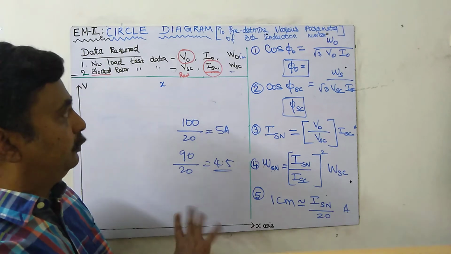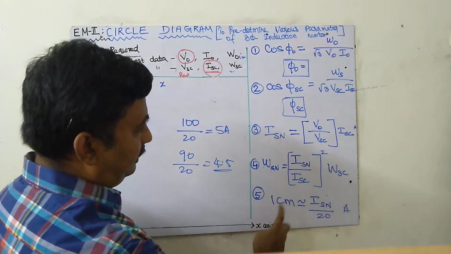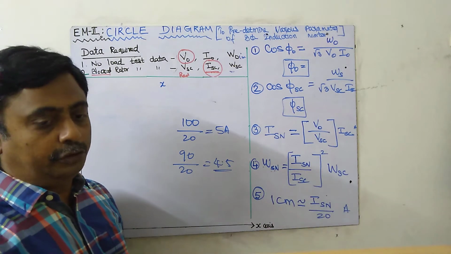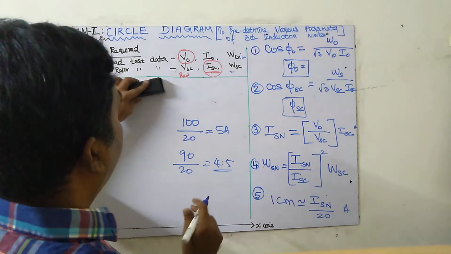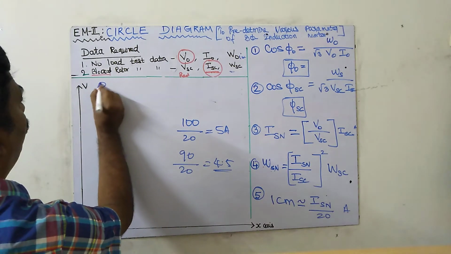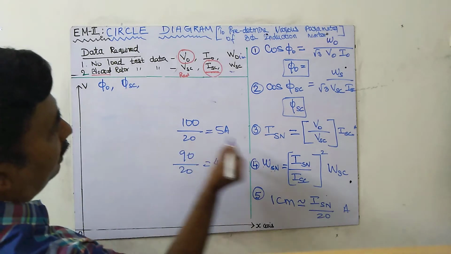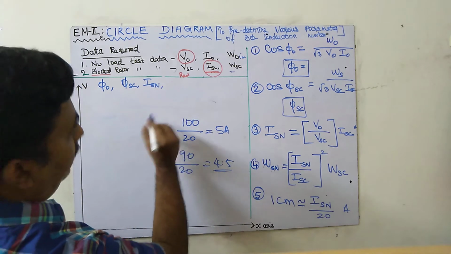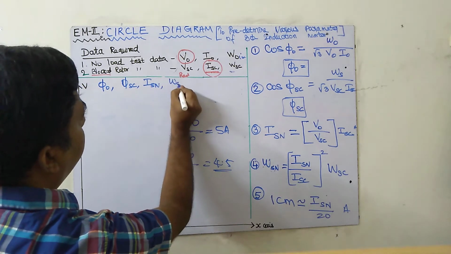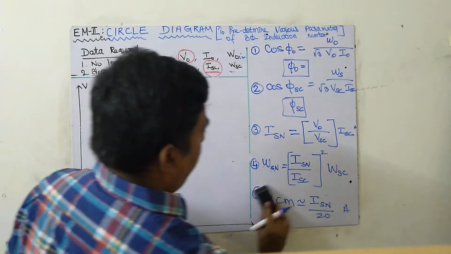So what are the values we have got? Phi naught, Phi SC, ISN, WSN, and the current scale. All these things we have chosen. After choosing, I will write them here. One is Phi naught, we got it. Then Phi SC, we got it. Next, ISN, we got it. Then WSN. All those values we got. Then the current scale we have chosen like this.